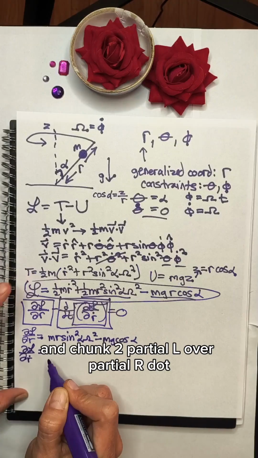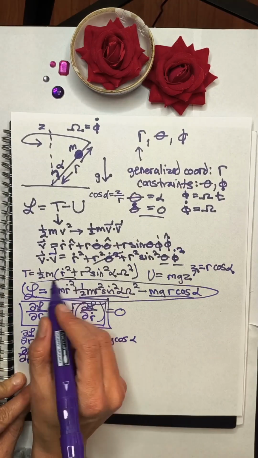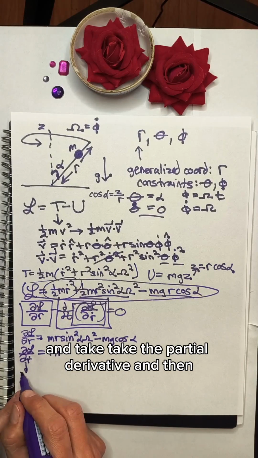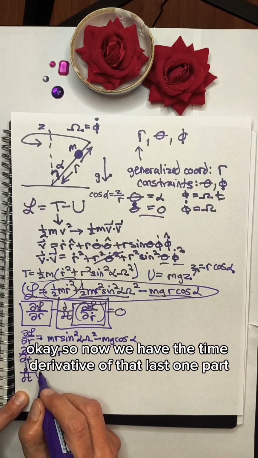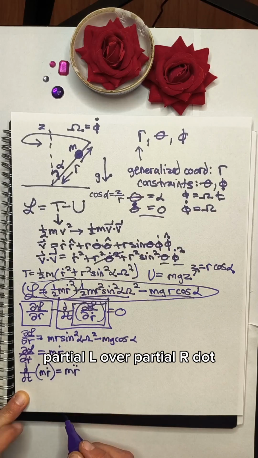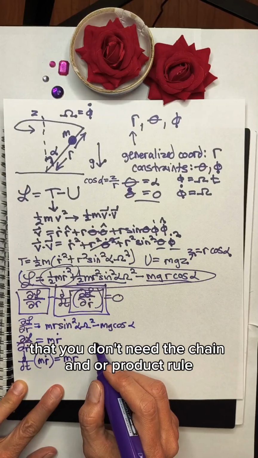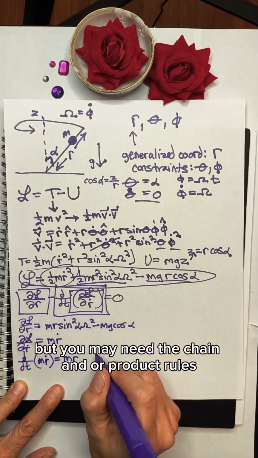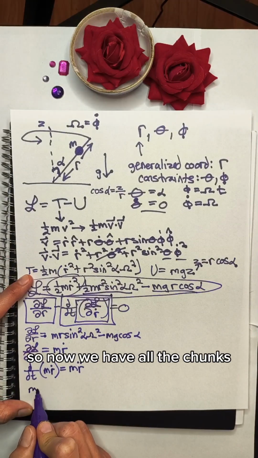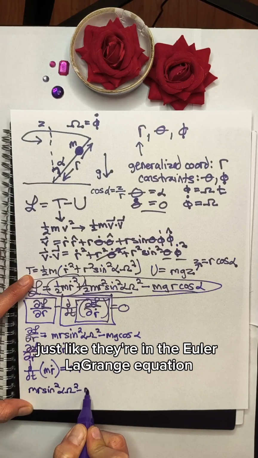And chunk 2, partial L over partial r dot. So you go back up, circle your terms with r dot, and take the partial derivative. And then, all right, okay. So now we have the time derivative of that last one, partial L over partial r dot. So note that you don't need the chain and or product rule when taking the partial derivatives, but you may need the chain and or product rules when taking the full time derivative. So now we have all the chunks. So we just put them together just like they're in the Euler-Lagrange equation.